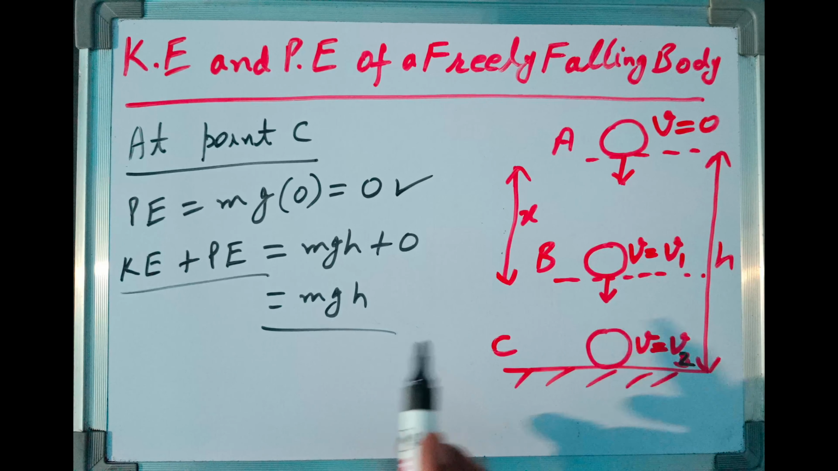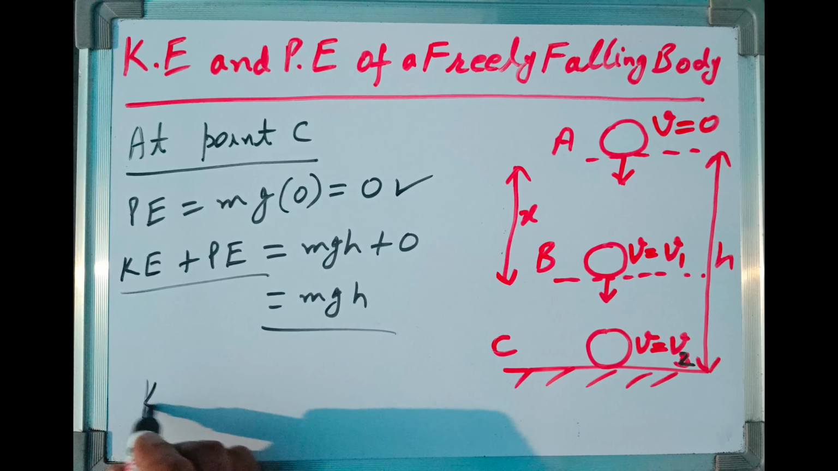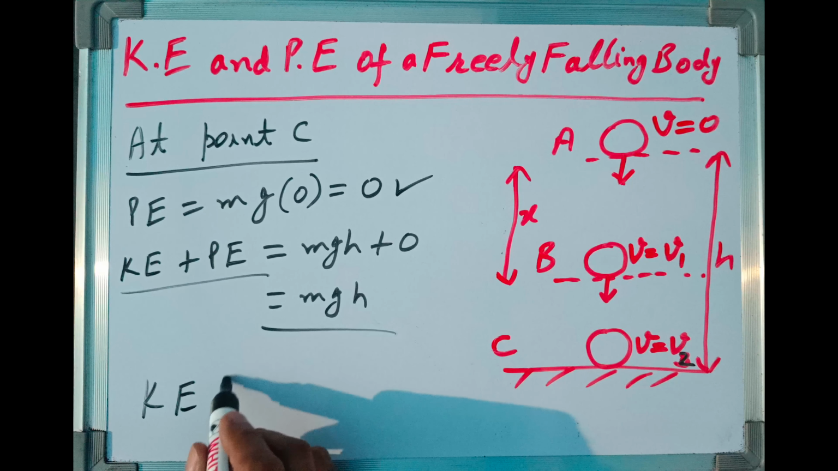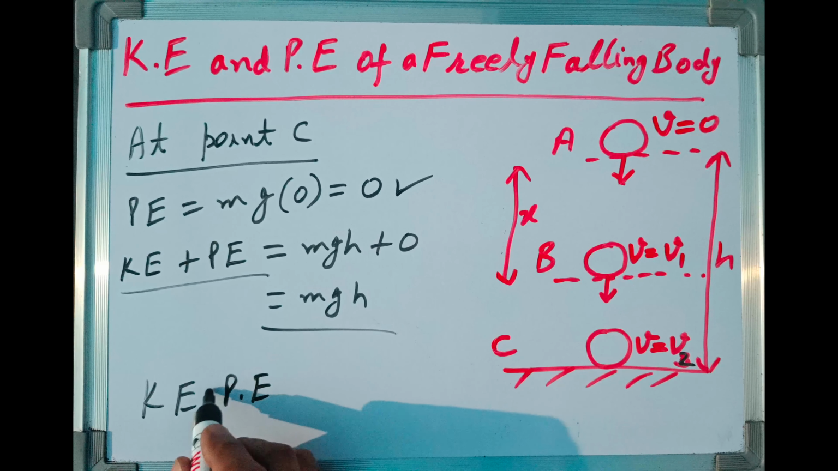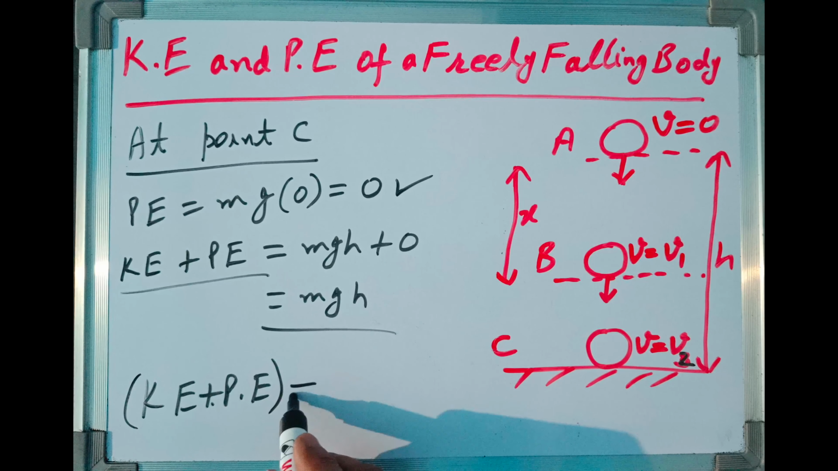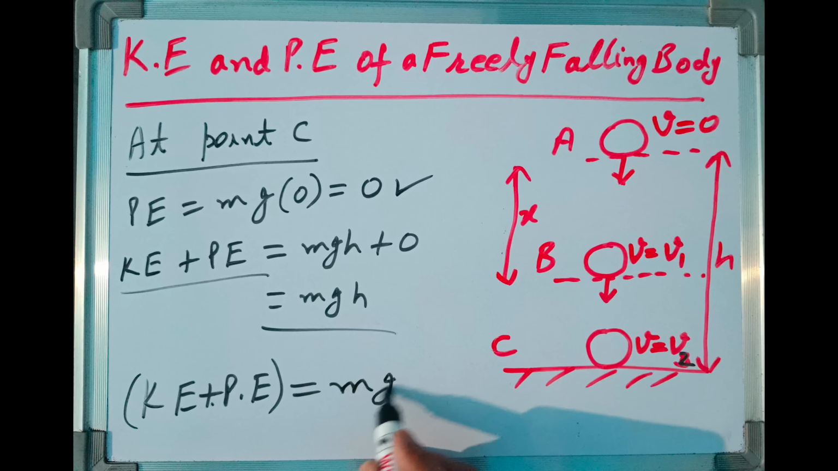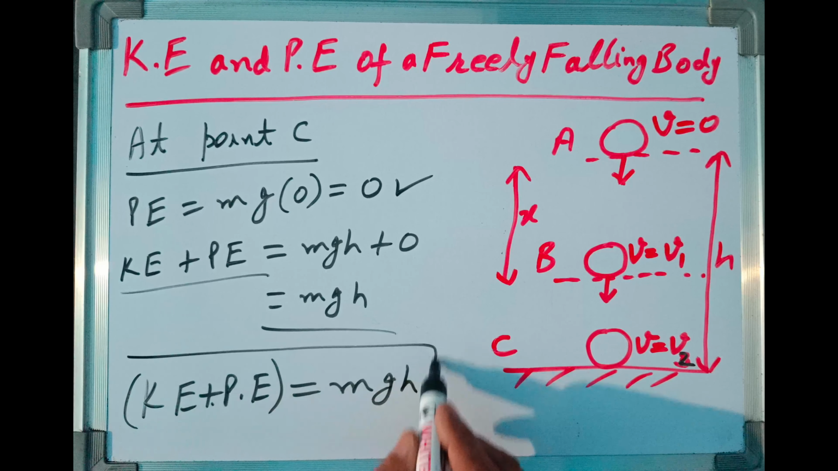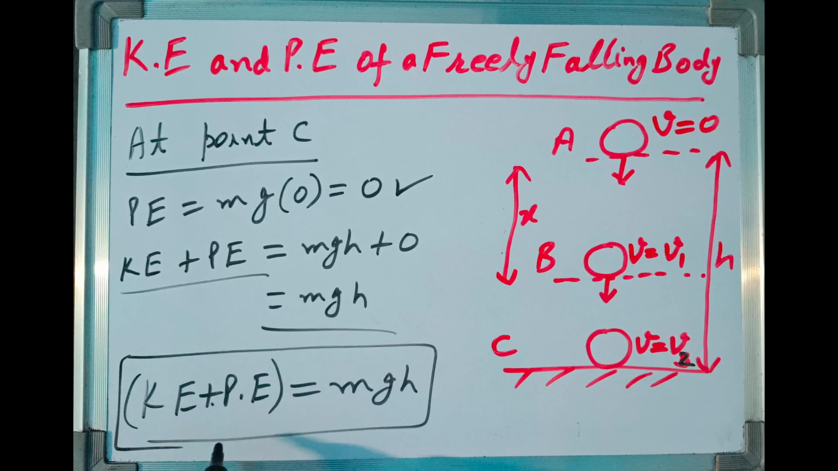It is clear from all the results that sum total of kinetic energy and potential energy of a freely falling body remains always equal to mgh. Means total mechanical energy of the freely falling body remains conserved. Total mechanical energy means sum of kinetic energy and potential energy. That's all.